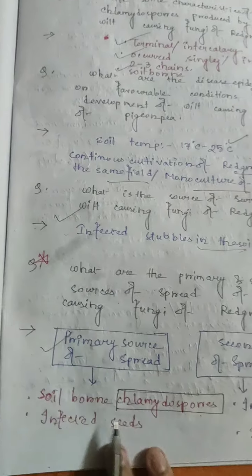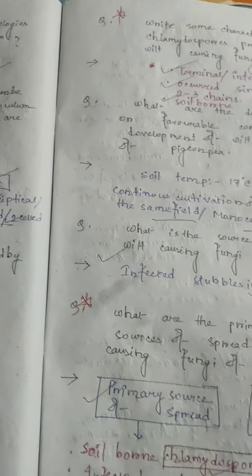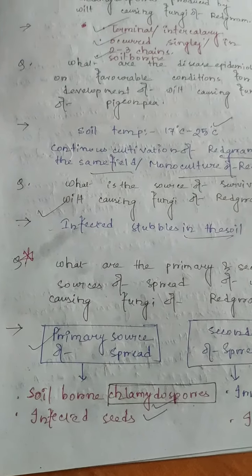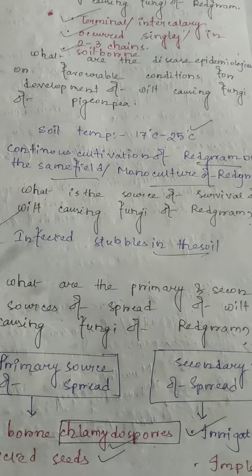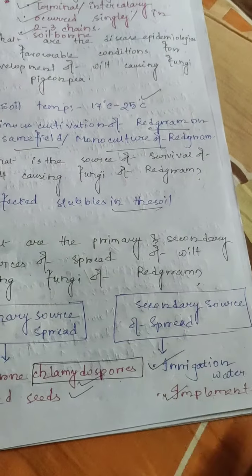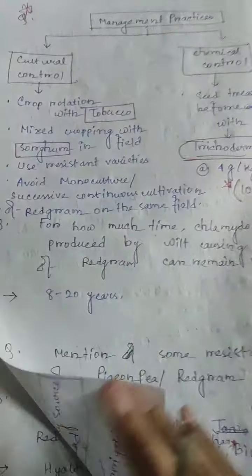What are the primary and secondary sources of spread of wilt causing fungi of red gram? Primary source of spread is soil-borne chlamydospores and infected seeds, and secondary source of spread is irrigation water and implements used in the cultivation of red gram or chickpea.